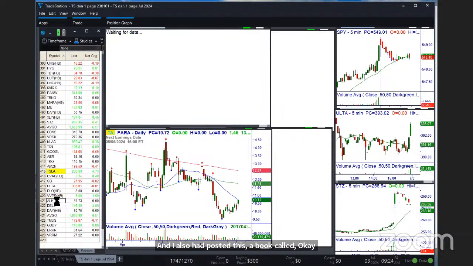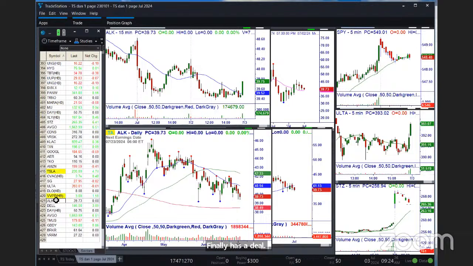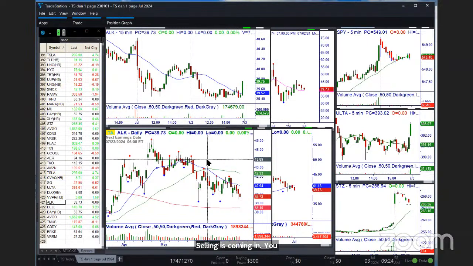Para finally has a deal to be bought or taken over, whatever. Alaska Airlines gave their flight attendants a big old raise. Now it's a big descending triangle, which in our objective terms is horizontal support but lower pivot highs, which means selling is coming in earlier than the prior pivot high.